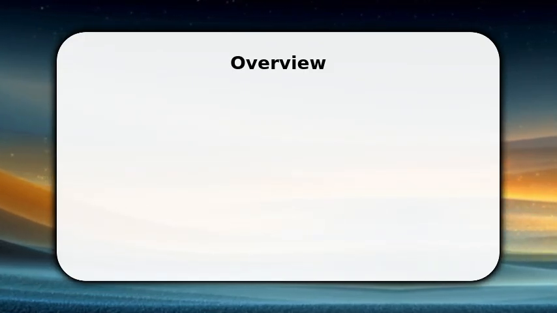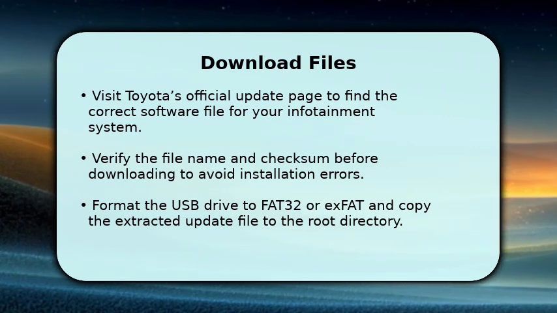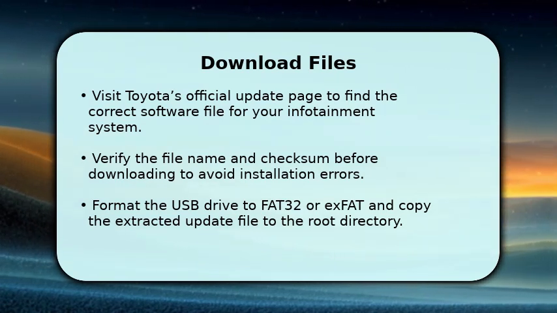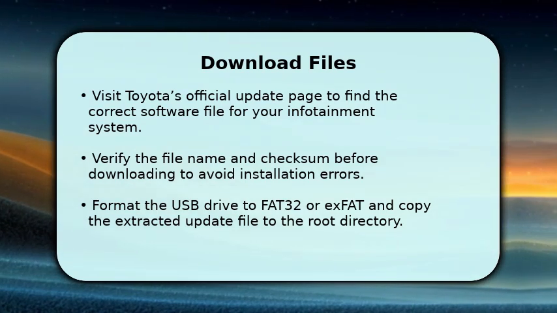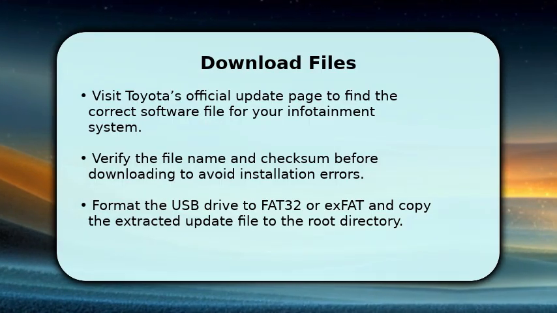Check your owner manual for system version details and download the correct update file to a formatted USB drive. Begin by locating the exact software package for your Avalon infotainment or navigation system on Toyota's support site. Confirm the model identifier and download the file to your computer, then verify the checksum if available to ensure integrity.